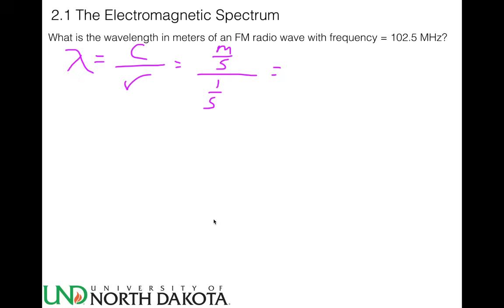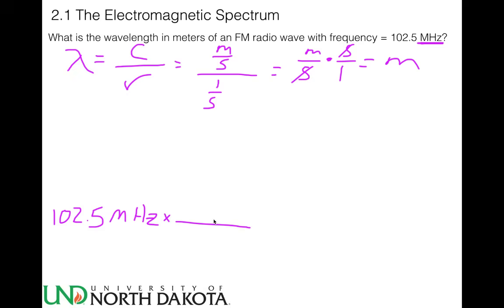That means when we divide our units, when you divide by something, you're really multiplying by its reciprocal, and so we would get our units in terms of meters. So we need to make sure that our units of frequency are either in just hertz or just inverse seconds. Here we have megahertz, and we need to convert to just hertz. So we are going to take our 102.5 megahertz and convert to hertz.